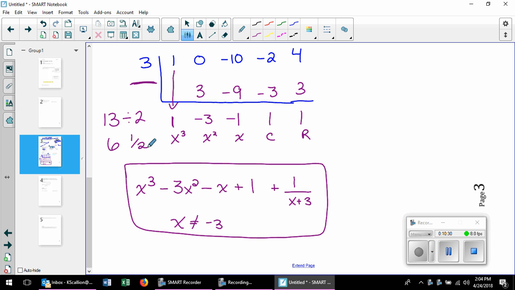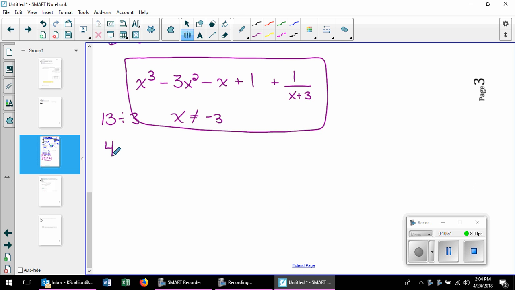If we went 13 divided by 3, what would my answer be? How many times does 3 go into 13? How many times? 4. What's left over? And if you went 13 divided by 3 in your calculator, you're going to get 4.333 repeating, right? So all it is, is taking the remainder and dividing it by the divisor.